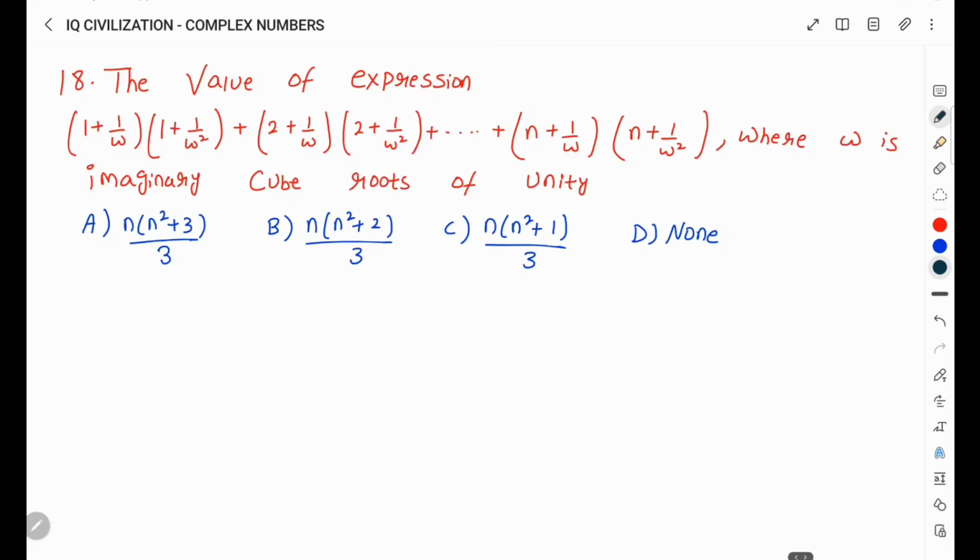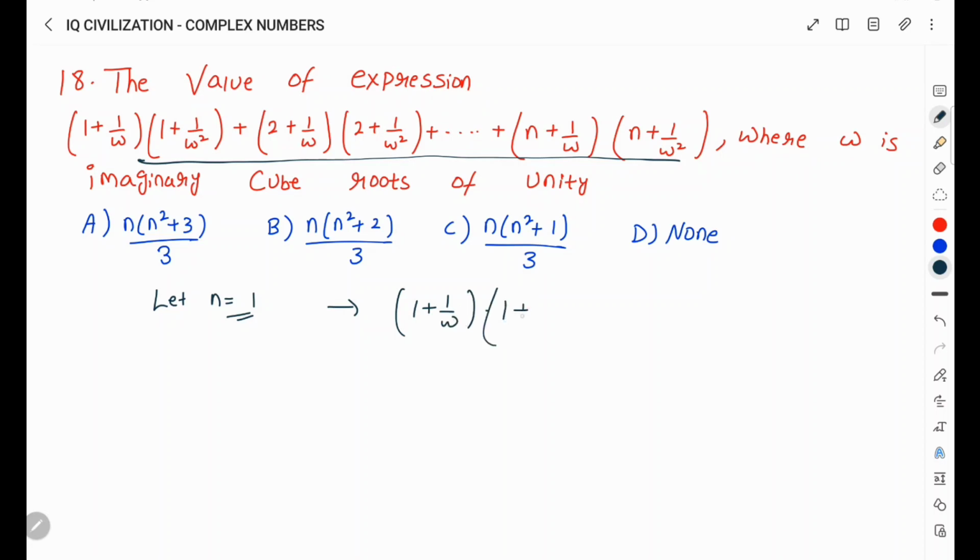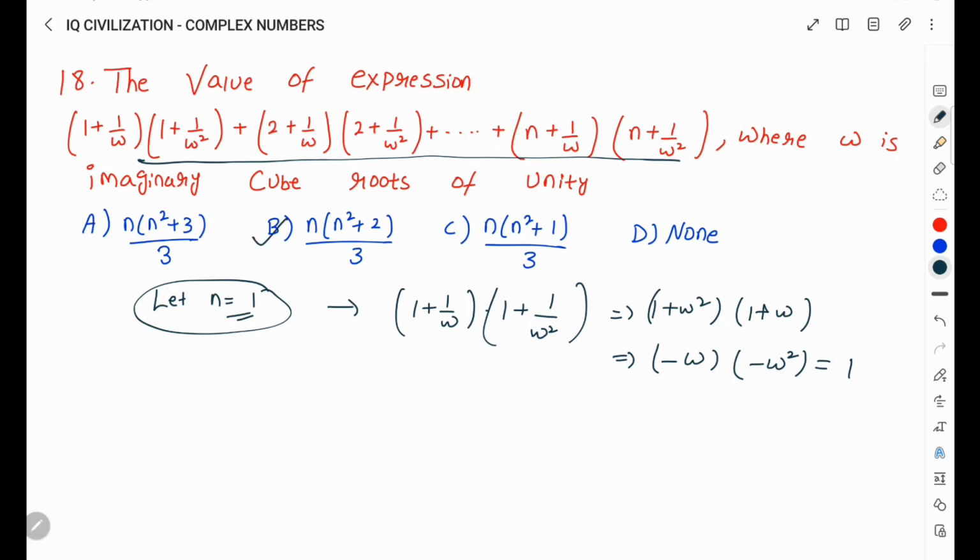Next. See here, we have to find the value of this big expression. So instead of doing this, let n equal 1. So only the first term is enough for us. (1 + 1/omega)(1 + 1/omega square). So this becomes (1 + omega square) by LCM and all. This becomes 1 + omega, so 1 + omega square, from cube roots of unity. So omega cube is 1. Now just put this n equals 1 in the options and you will get the answer.